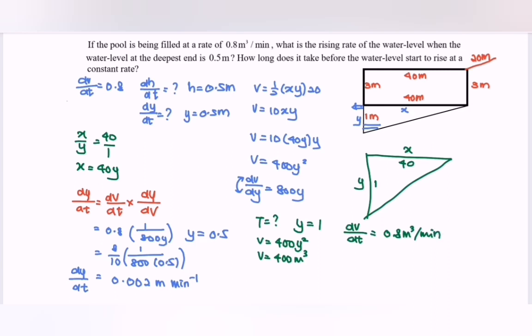By referring to dV/dt, we have to multiply with the time. So 0.8 meter cube per minute, and let's say we name the time t. Then for the volume, we have 400 meter cube. So t equals 400 divided by 0.8. Meaning that we need 500 minutes in order to reach the 1 meter for the y, in order to fill up the volume of 400 meter cube.